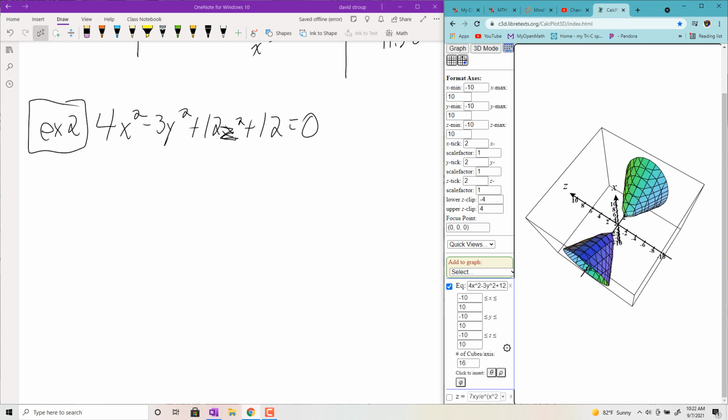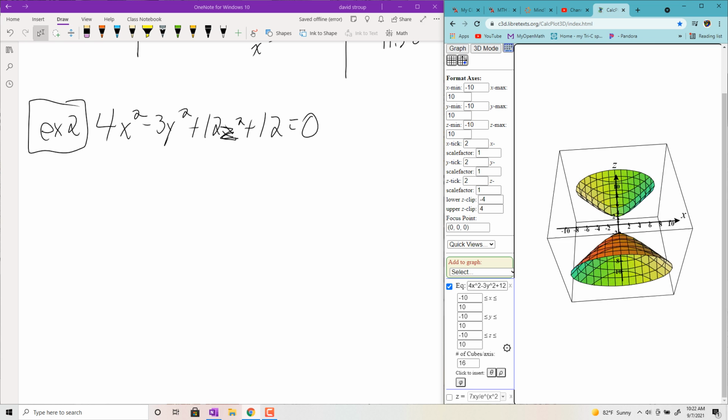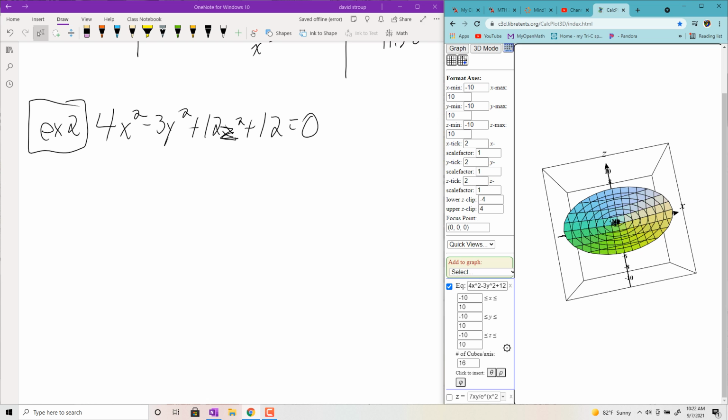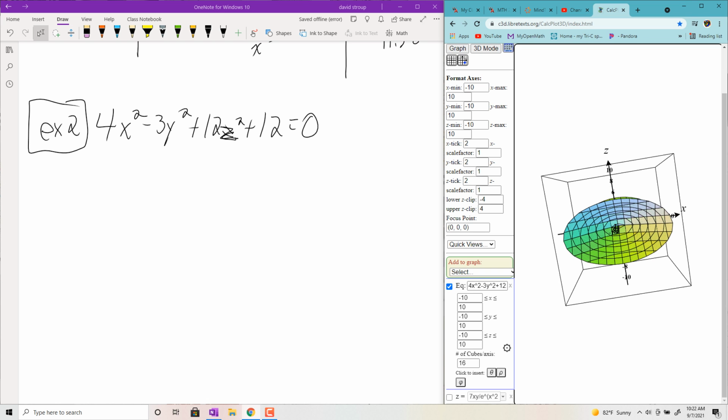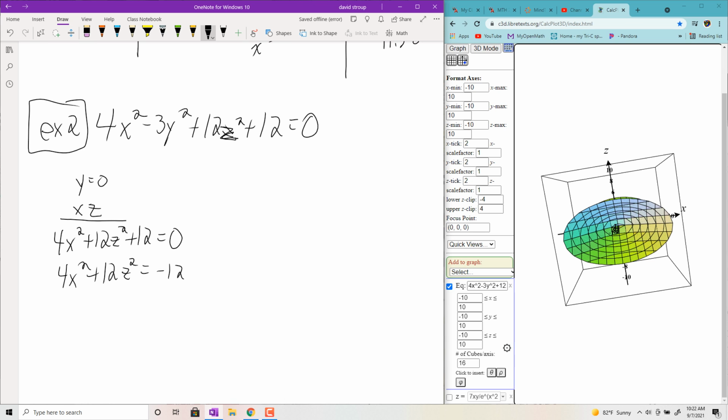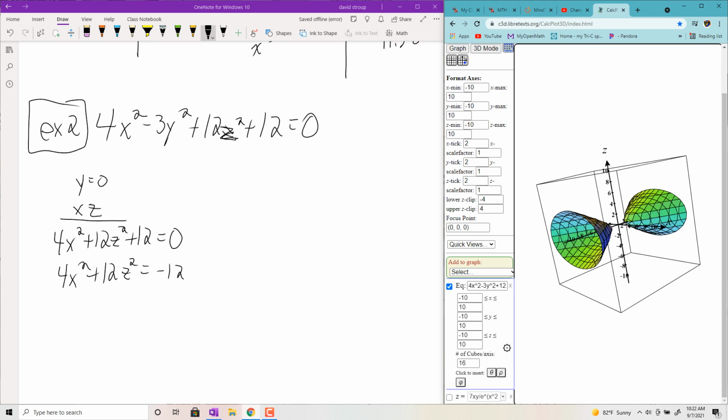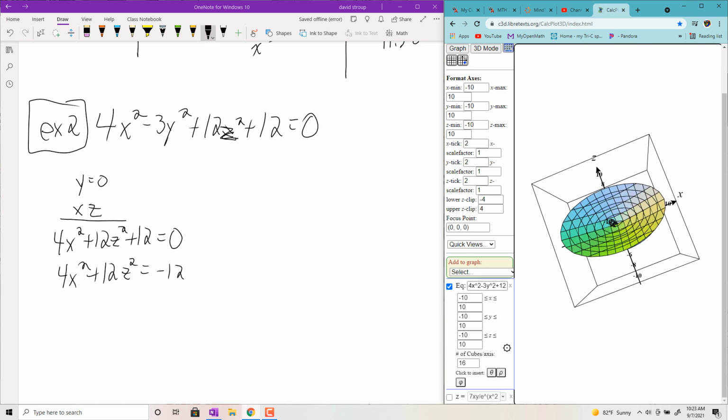So it looks like we have a hyperboloid, a two-sheet hyperboloid. Sometimes you can't tell because the graphics are pretty bad. Anyways, the way you identify this is you look head on, like at the xz plane. That would be equivalent to letting y equal 0. So if you let y equal 0, you're effectively in the xz plane, and you have the equation 4x squared plus 12z squared plus 12 equals 0. That's 4x squared plus 12z squared equals negative 12, which isn't anything, right? If you look in the middle, there's nothing in there.